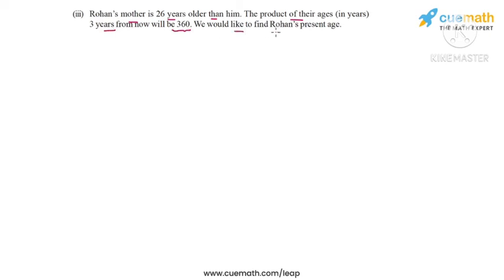How we would like to find Rohan's present age. So just to help us think better, let's draw a visual. Let's say that this is Rohan, and this is Rohan's mom, and what we are told is that Rohan's mom is 26 years older than Rohan. So let's say that Rohan's age is x years. This means that his mother's age will be x plus 26 years.